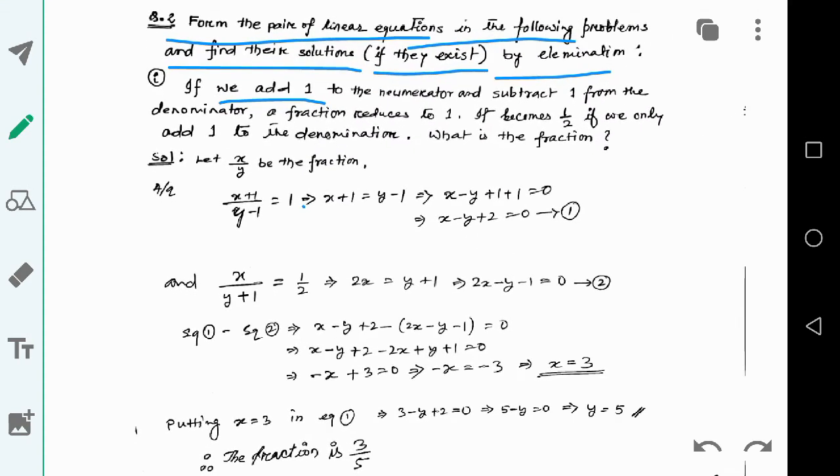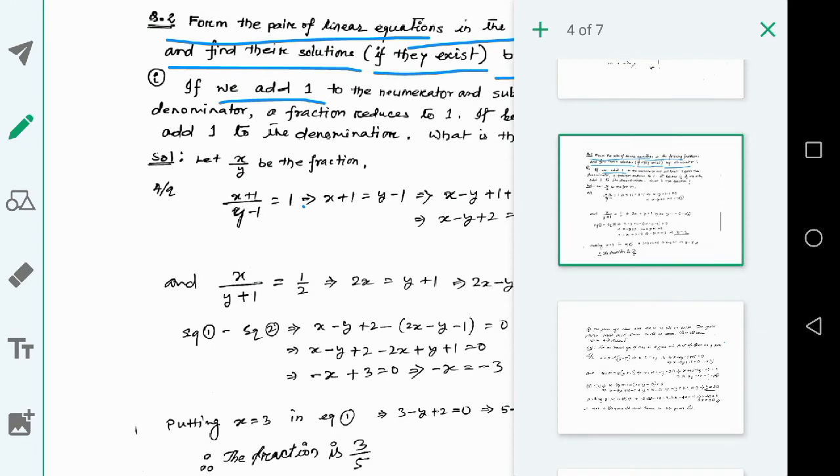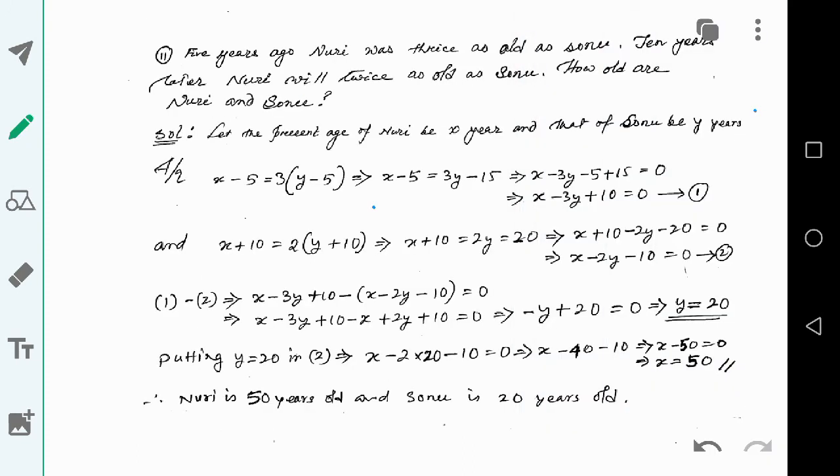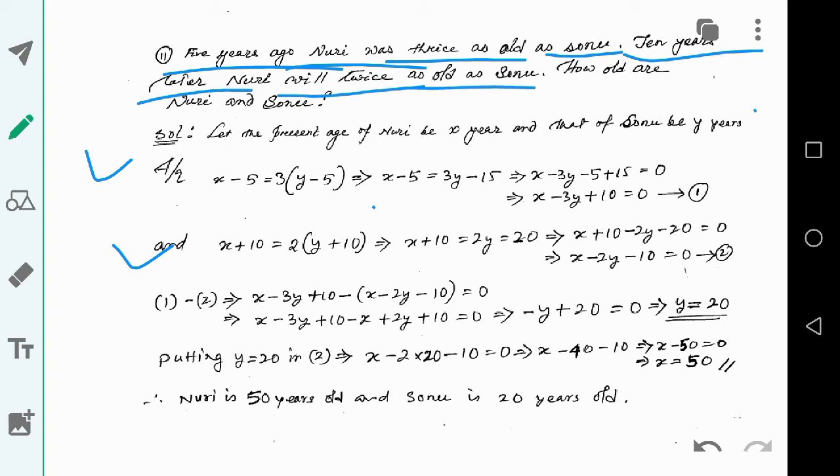Okay, now it's clear. So let's move on to the next question. Similarly, first we need to form the equations, then we will use the elimination method to solve. Now you see, 5 years ago Nuri was thrice as old as Sonu. 10 years later Nuri will be twice as old as Sonu. How old are Nuri and Sonu?